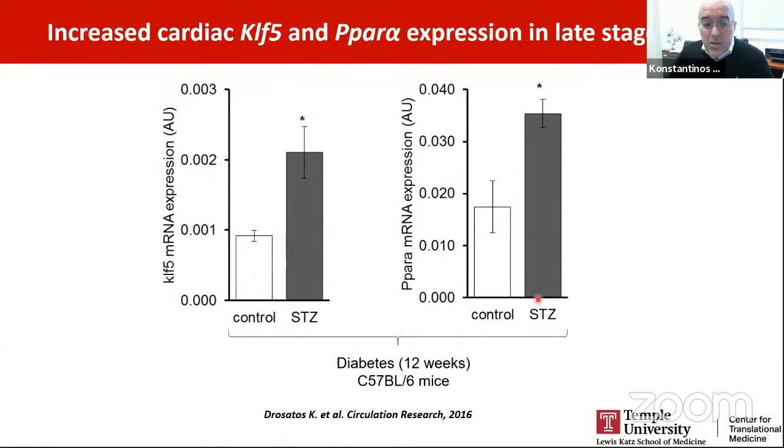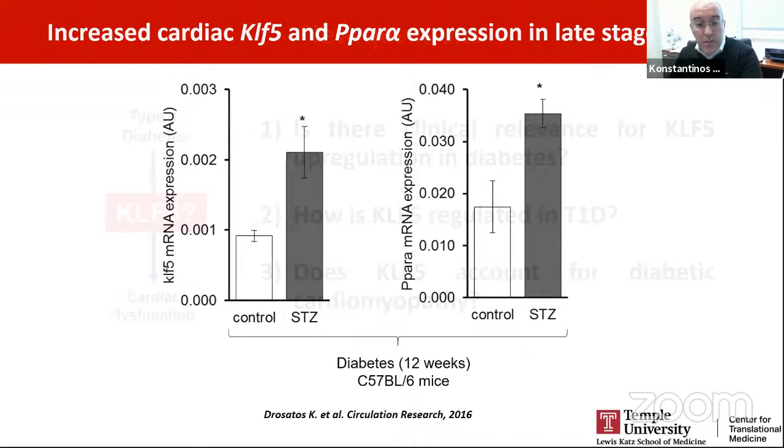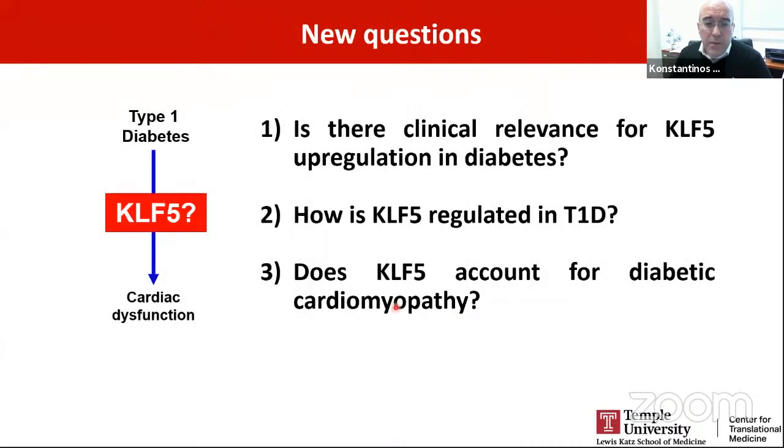We checked these mice, and as we expected, KLF5 expression in the heart was increased, and this was associated with increased expression of PPAR alpha. This was 12 weeks after induction of diabetes. So at that time, we had 3 main questions. First, whether KLF5 upregulation has some clinical relevance with diabetic cardiomyopathy. Second, what is the mechanism that leads to upregulation of KLF5, and third, whether any change of KLF5 can really account for diabetic cardiomyopathy.